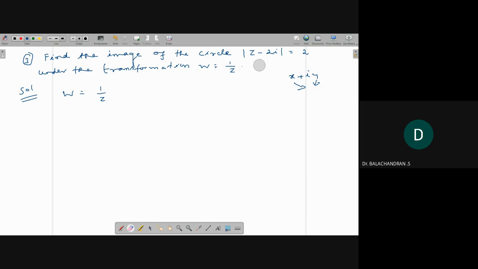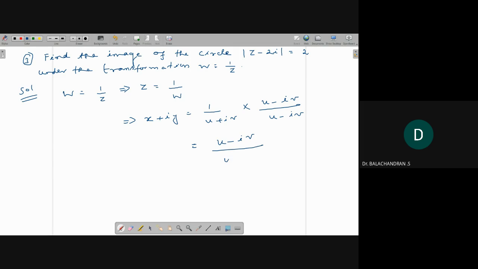For this, I am going to write z equal to 1 by w, because I need x and y. So this implies z equal to x plus iy, and w equal to u plus iv. Multiply by its conjugate and divide by its conjugate. So this is equal to u minus iv divided by u square plus v square. Compare the real and imaginary parts, you will get x is equal to u by u square plus v square, and y equal to minus v divided by u square plus v square. So I got x and y in terms of u and v.